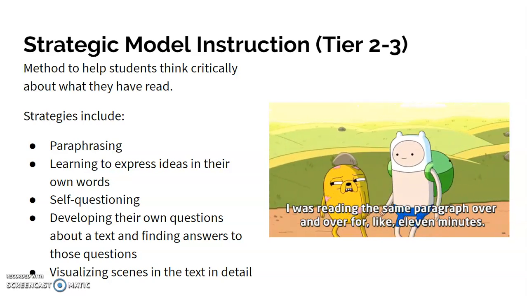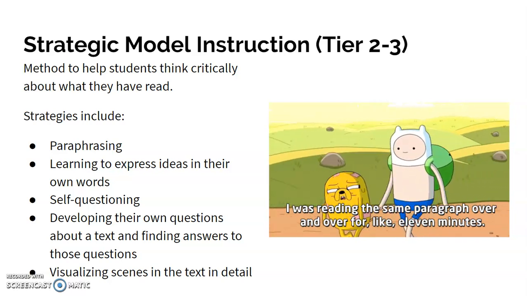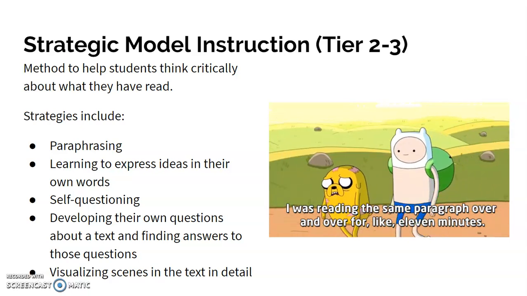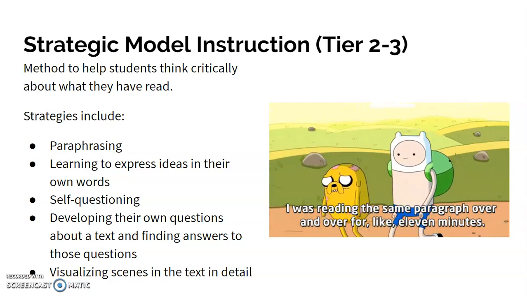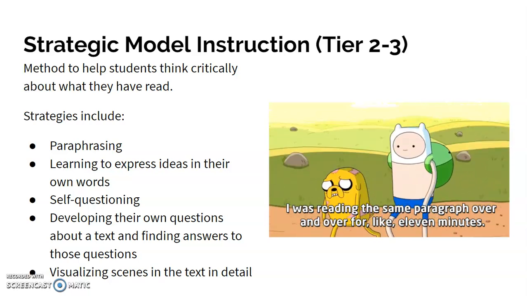Another strategy that we can use for literacy instruction for our Tier 2 and 3 students is the strategic model instruction. So these strategies include paraphrasing, learning to express ideas in their own words, self-questioning, developing their own questions about reading passages, and then they can find answers to those questions, and visualizing scenes in the text in detail. Again, this method is going to help students think critically about what they have read, and then it gives them something specific to do while they're reading.